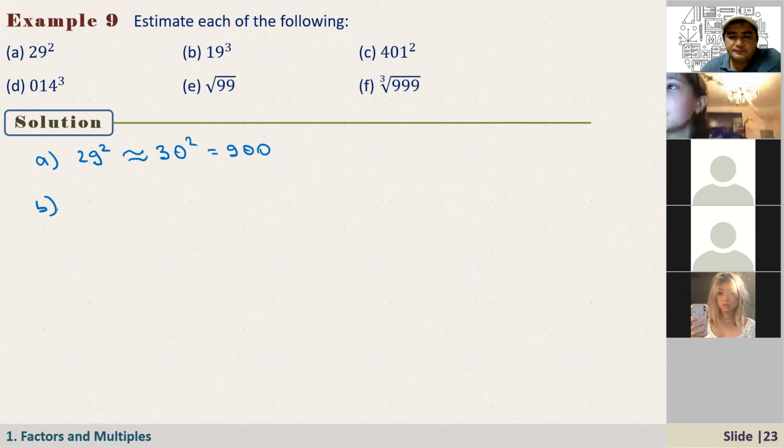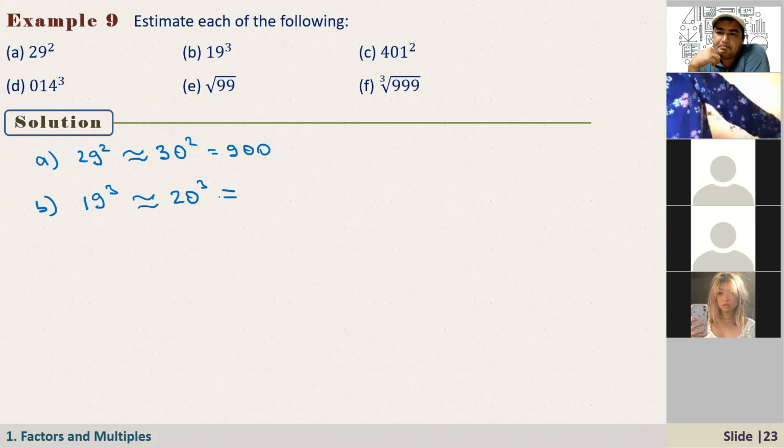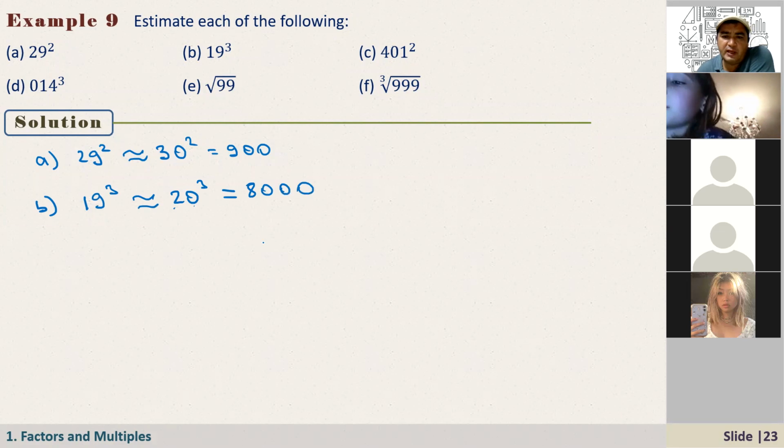How about B? Gassan, can you do that? 19 cubed. How do you estimate this number? It is near to 20. Very good, 20 cube. Can you calculate 20 cube mentally? It is 8,000. Very good, because 2 cubed is 8, right? Here we have 3 zeros, so 8,000.